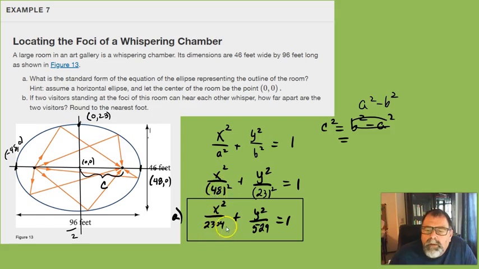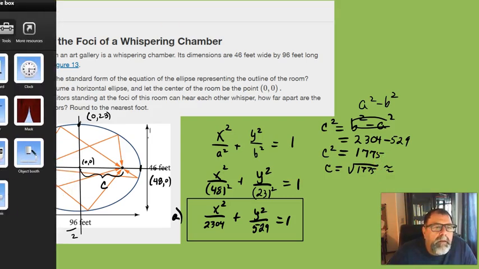So it'll be 2304 minus 529, which equals 1775. And then we're going to square root that. And again, it'll be positive because it's a distance. So it will be about, punch that in our calculator.